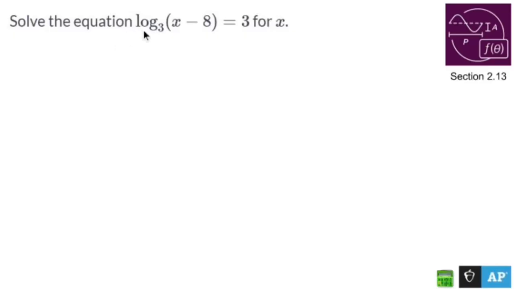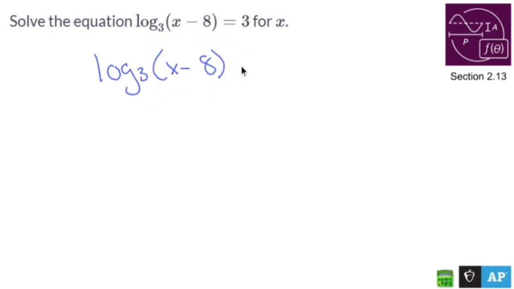Solve the equation log base 3 of x minus 8 equals 3 for x. Now, whenever I'm solving and I have x inside of a log or an ln, I want to write it out into its other form, but I'm going to be a little clever, a little creative here. I'm just going to rewrite the equation.